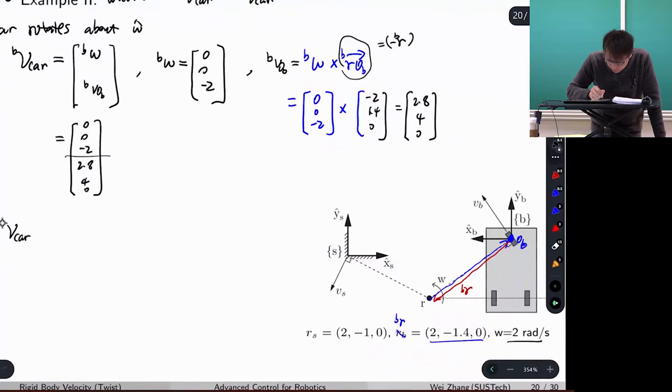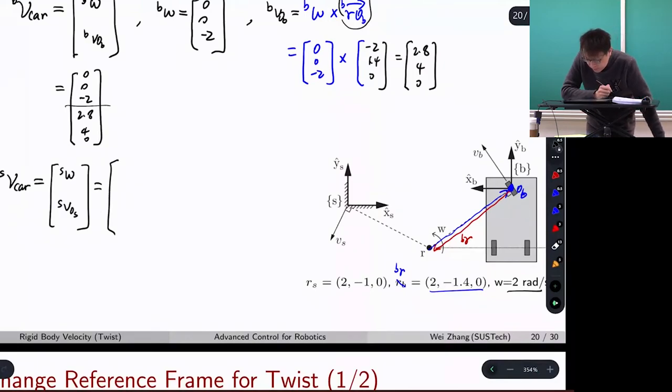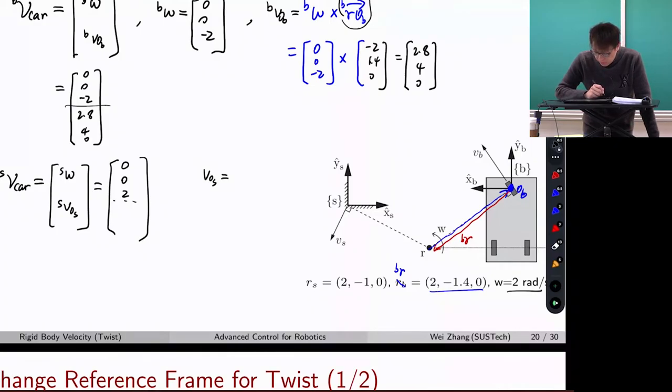Okay, now we'll see S. That's the last one. It will be omega S and v O S. Okay, omega S, Minhan. Okay, what about v S? V of O S equal to. Is that right? What's that?